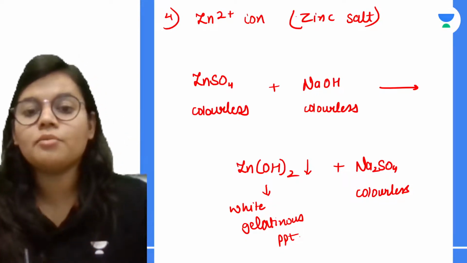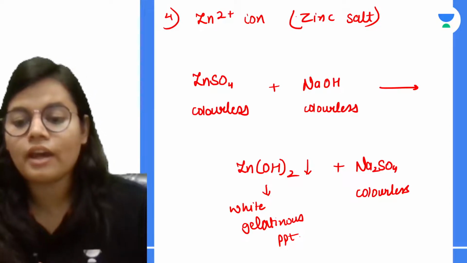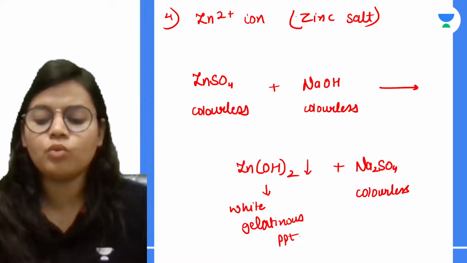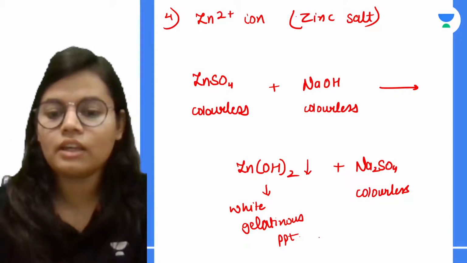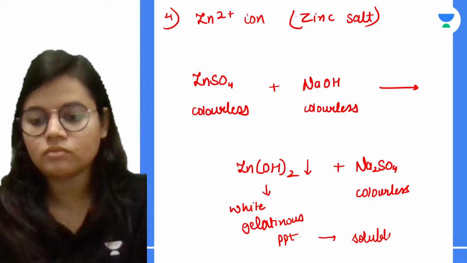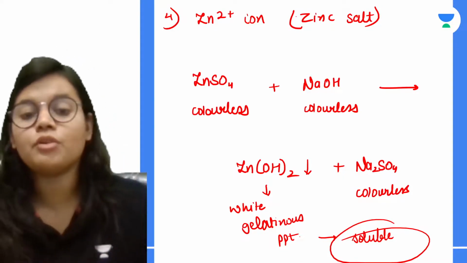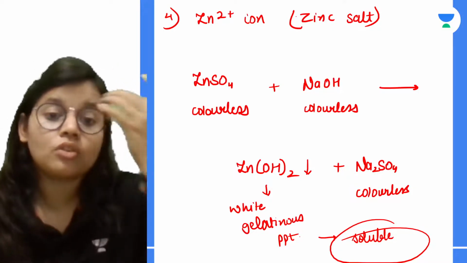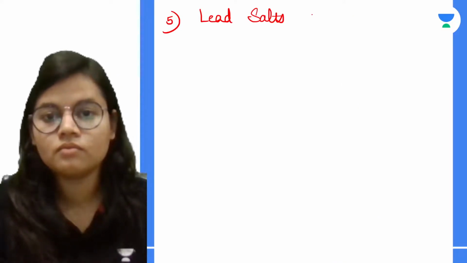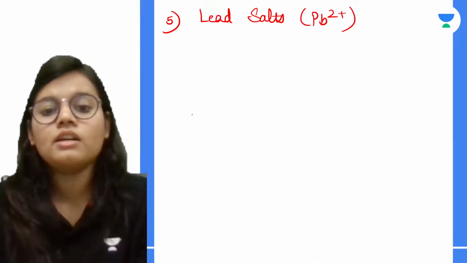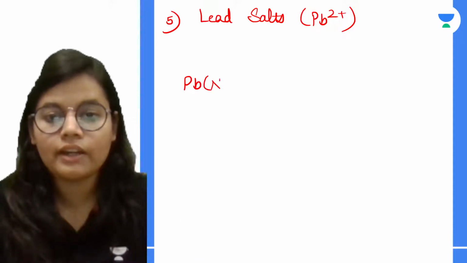In the case of calcium, it was first of all not gelatinous, and it was slightly soluble, that is almost insoluble in water, but this is very easily soluble. So this is how we can differentiate between same colored compounds also. Then we are having lead salt, Pb2+. Let's suppose we are having lead nitrate.